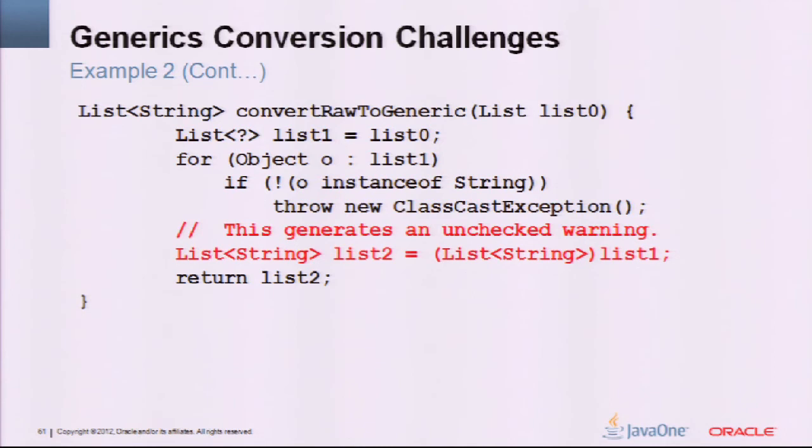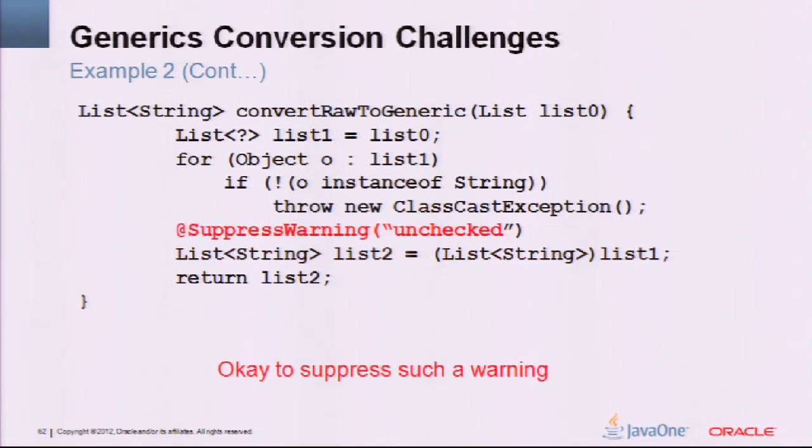This line will generate an unchecked warning. However, at this point of time, you are more intelligent than the compiler. The compiler has no idea about what list0 contains, but you have made sure that list0 contains only instances of String. So this cast here is perfectly legal. There's nothing wrong with it. And in such scenarios, it's okay to suppress that warning. Even if the compiler is giving you a warning, you know there's nothing unsafe going on here. All I have is a list of String, and you can go ahead and suppress the warning over there.